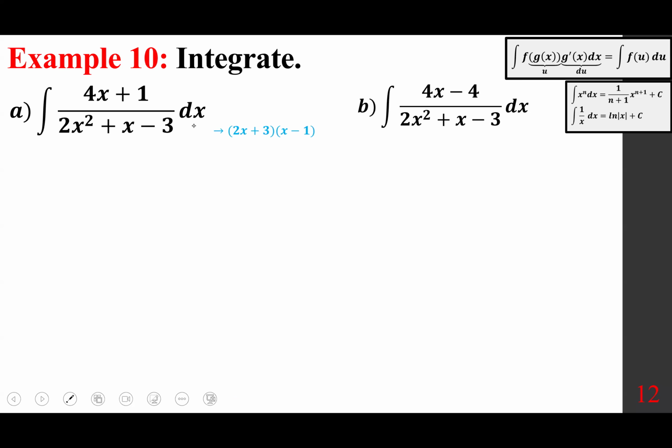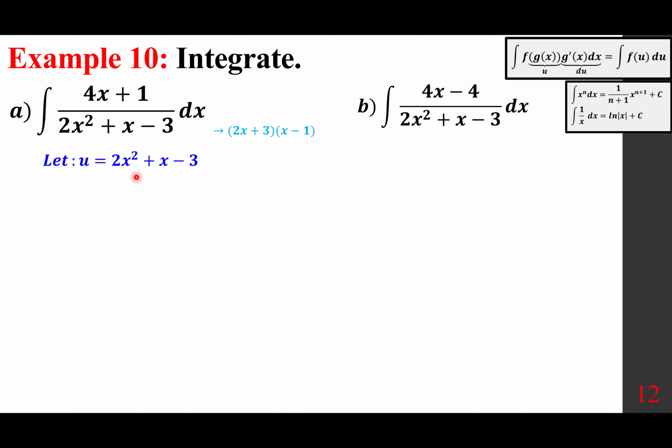The denominator can be factored. It's easy to factor because 2 is a prime number, and so is 3. So (2x + 3)(x − 1), make sure the middle term works. Even if you don't factor, it's not important because the numerator can't be factored out. So there is nothing we can do to simplify the first fraction. Therefore, u is the denominator, 2x squared plus x minus 3.